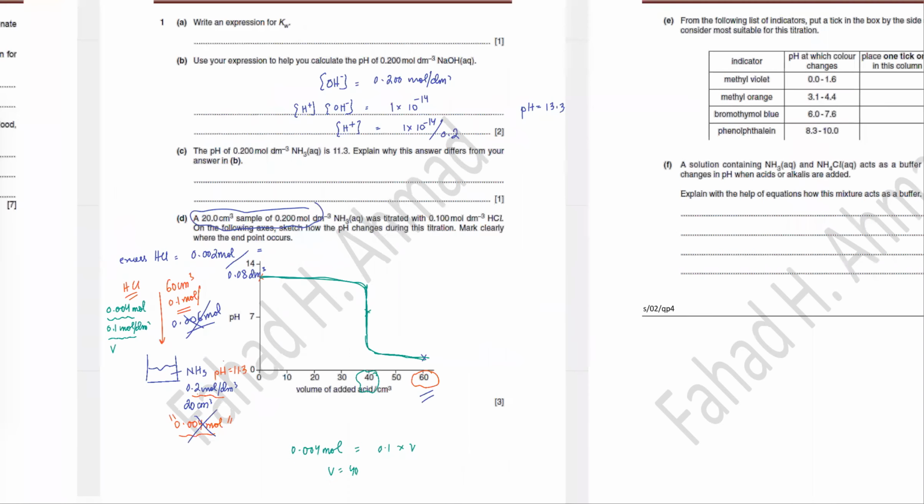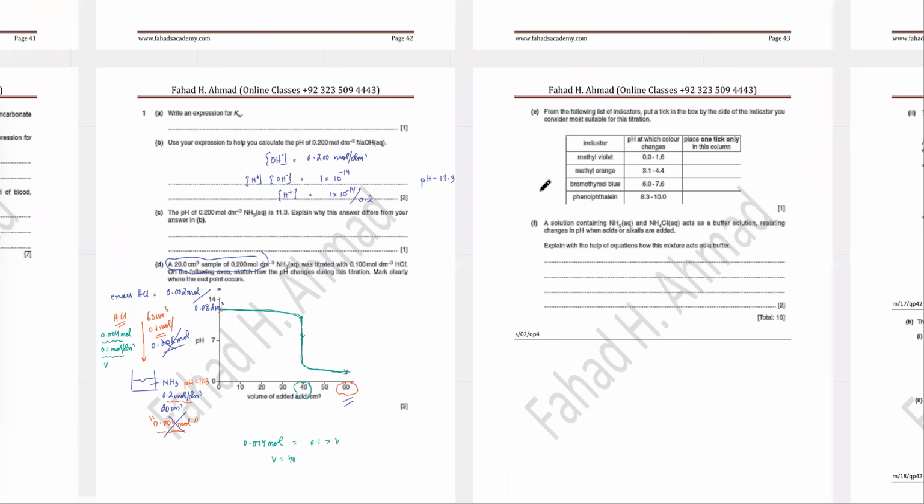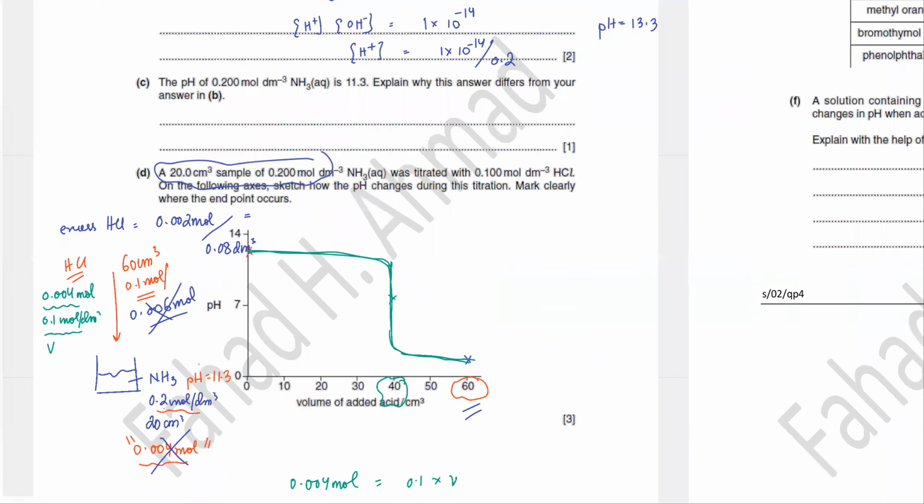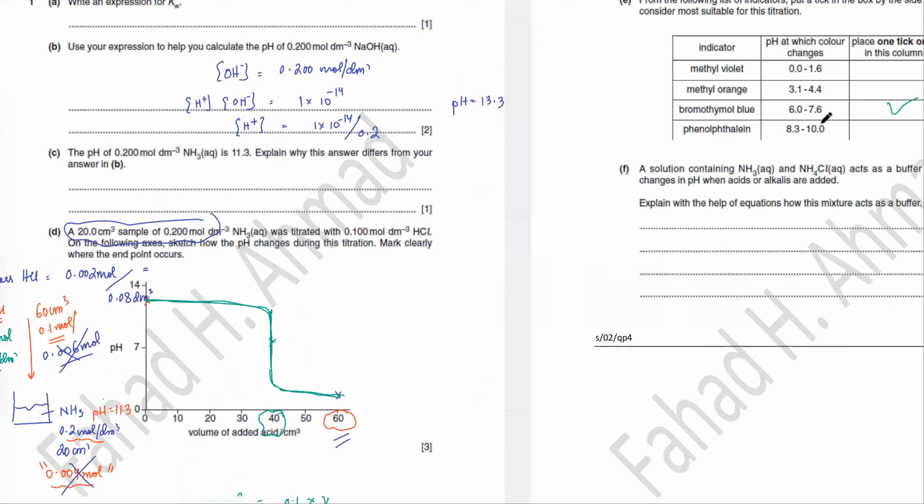The next part is you have to find the indicator. I think the best one is this one, 6 to 7.6. That would work. It's right over here in this area. 3 to 4 might be too close to this side, so it might change color over here somewhere. This was 11.9, so anything that's close to 11 is not suitable. 8.3 to 10 is also not suitable. 6 to 7.6 is very good.